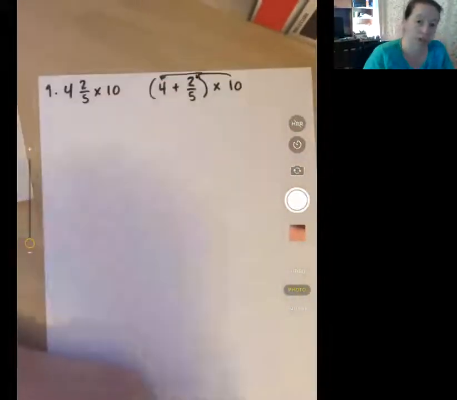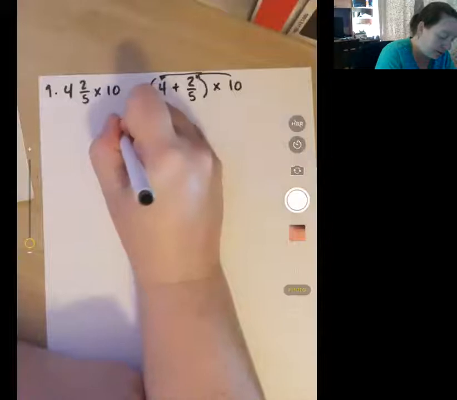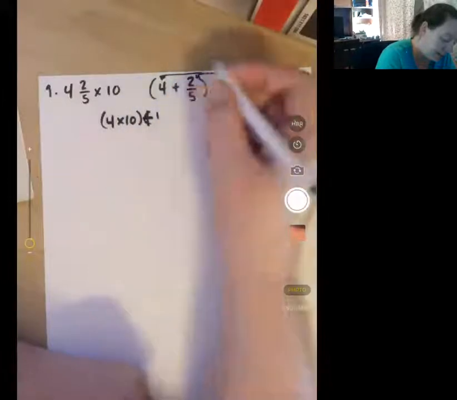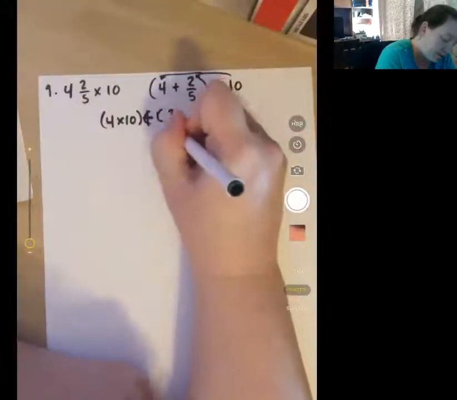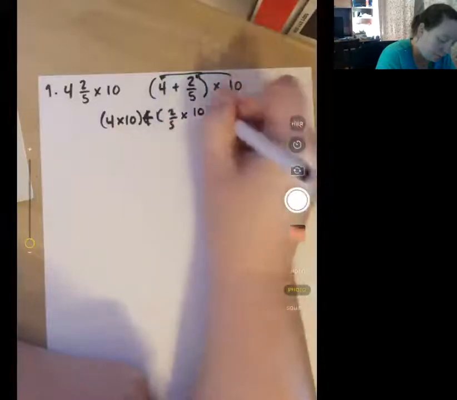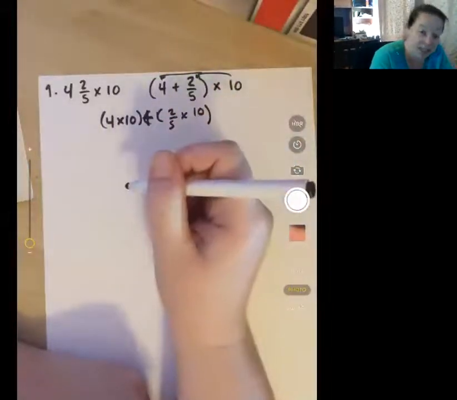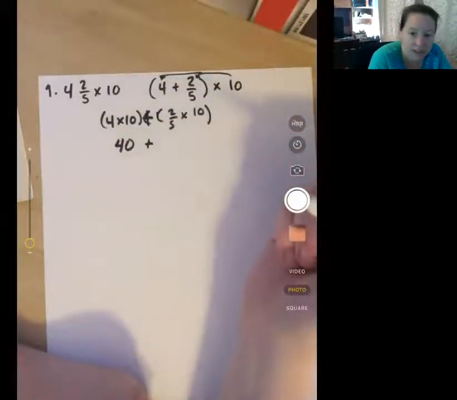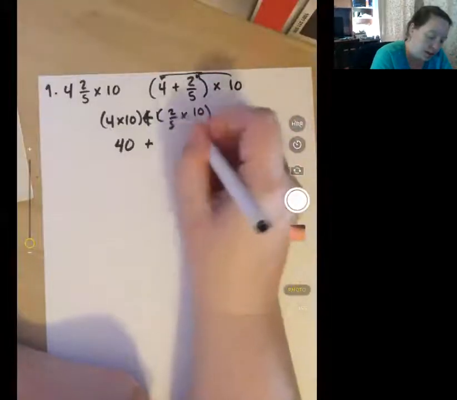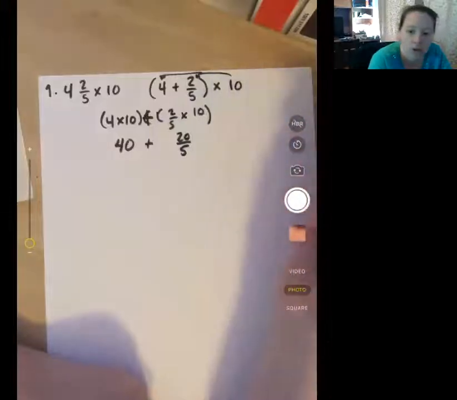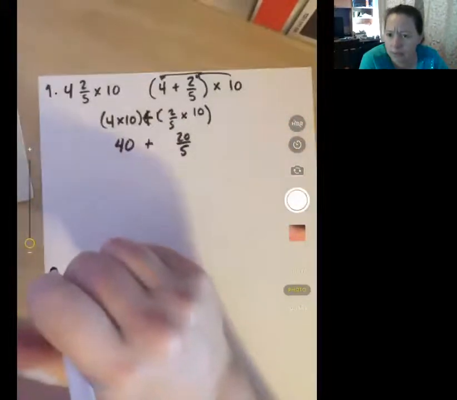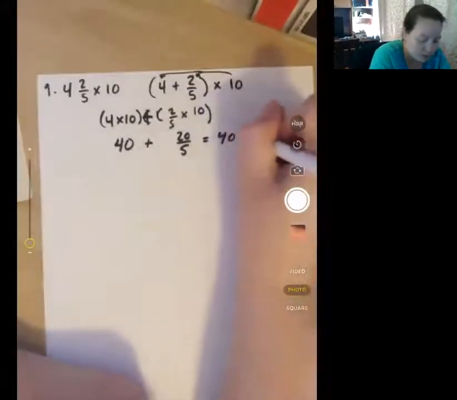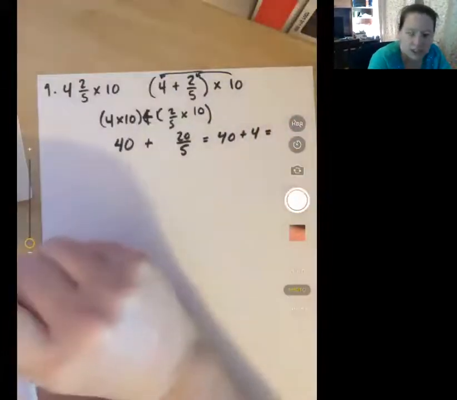Okay? So I can rewrite this problem as 4 times 10 plus 2/5 times 10. 4 times 10 is 40, plus 2/5 times 10, which is 2 times 10, which is 20 over 5. What is 20 over 5? 20 divided by 5. 5 times what is 20? 4. So I actually end up with 40 plus 4, which is 44.